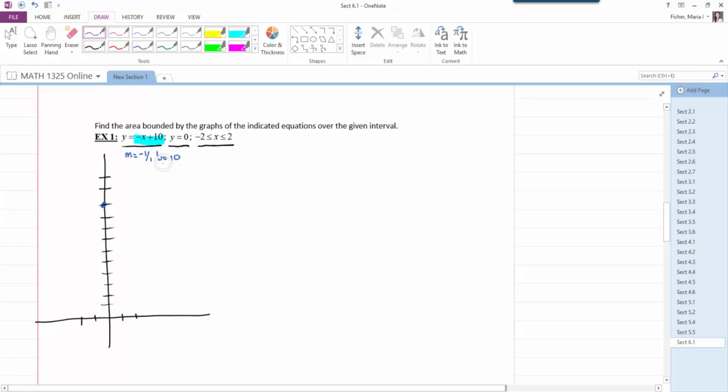And I know my slope is equal to negative 1 over 1. So I go down 1 unit and 1 to the right, and again down 1 unit and 1 to the right. I'm just going to make a few points to help me graph this line. And I can also go up 1 unit and 1 to the left to add more points. So I'm going to go ahead and graph this line.